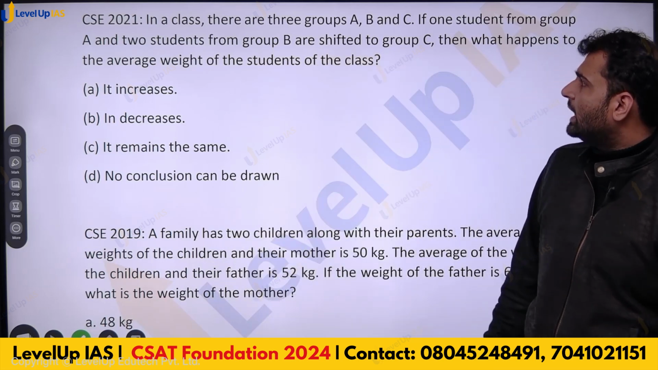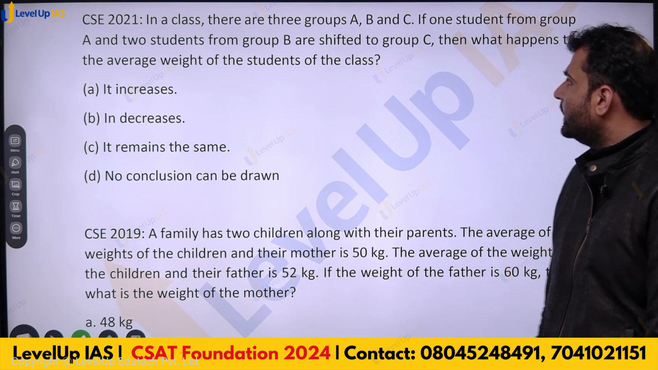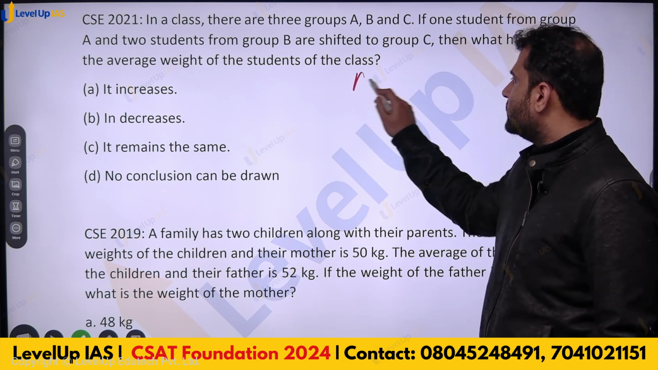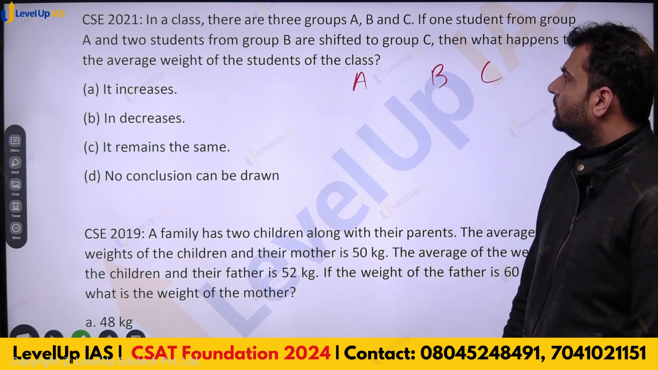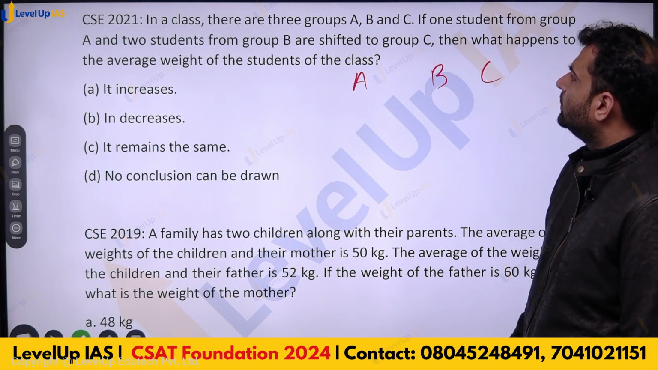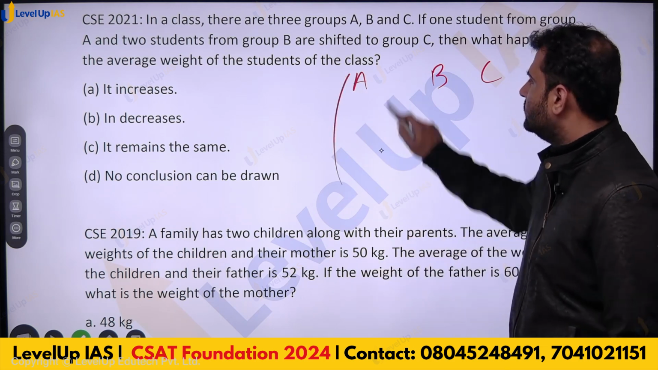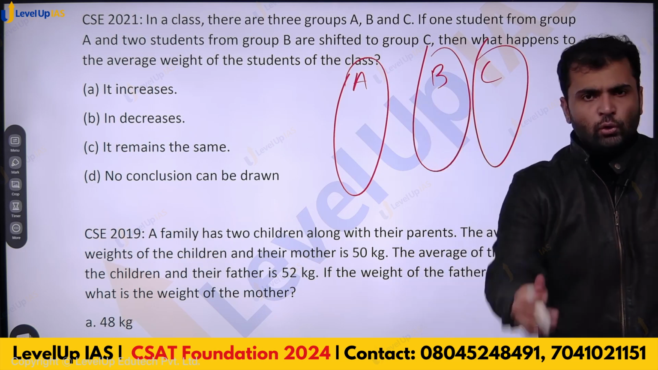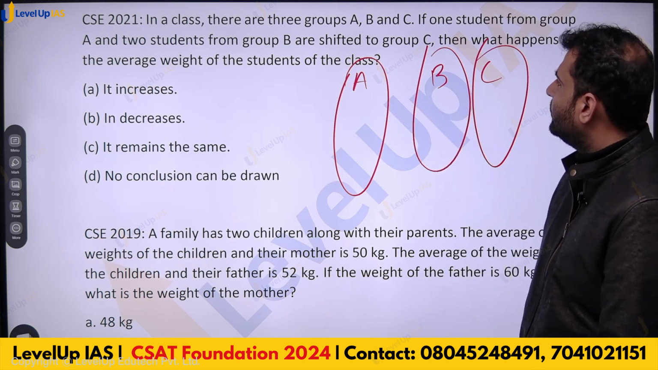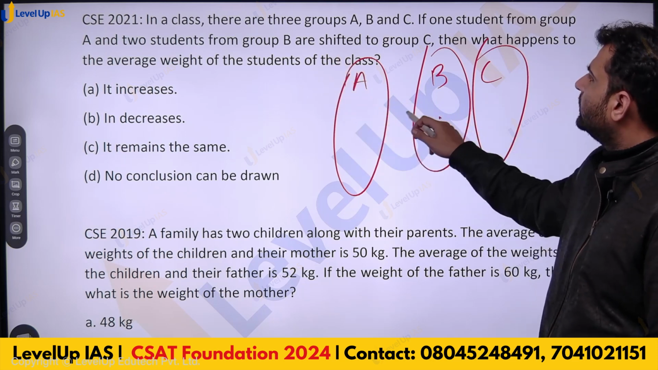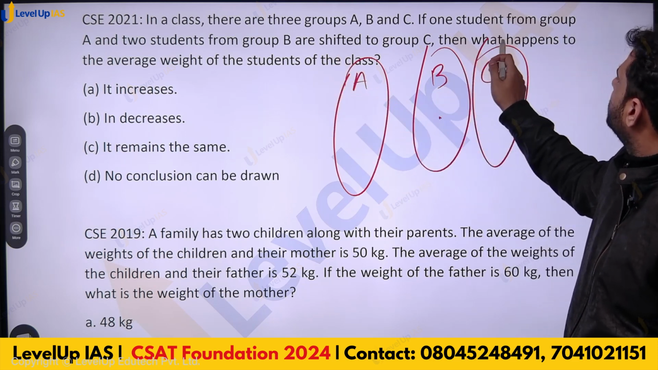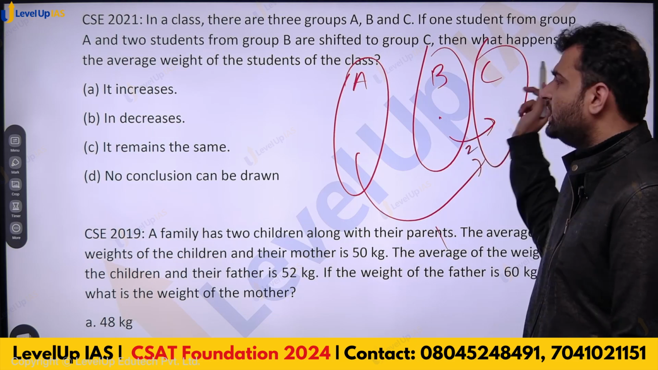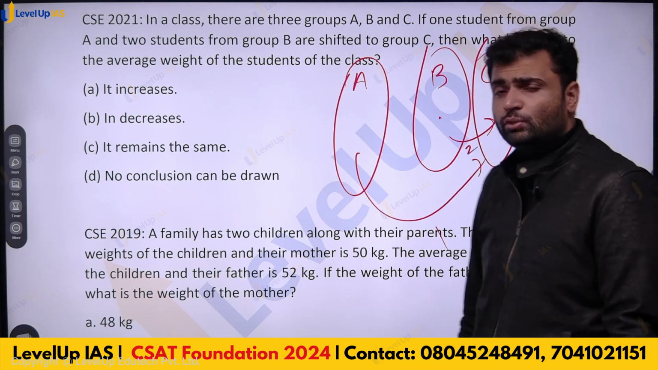Next question is, in a class there are 3 groups A, B and C. If one student from group A and 2 students from group B are shifted to group C. So these are groups within the class. You can imagine these as rows in which students are sitting. And what is happening? One person from A and 2 people from group B are being shifted to group C. Then what happens to the average weight of the students in the class?